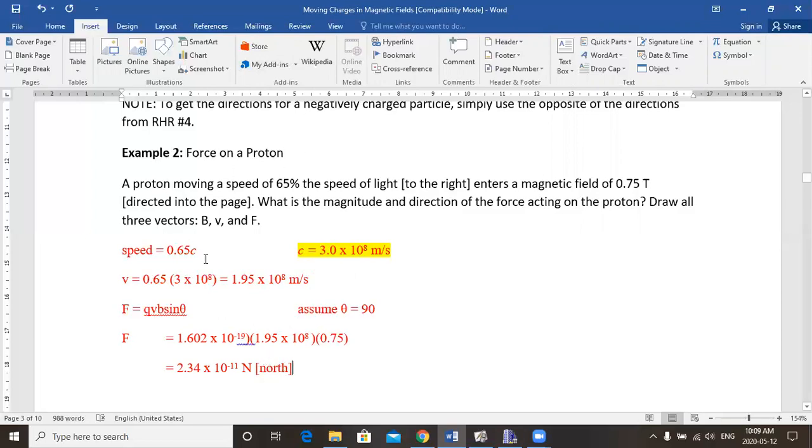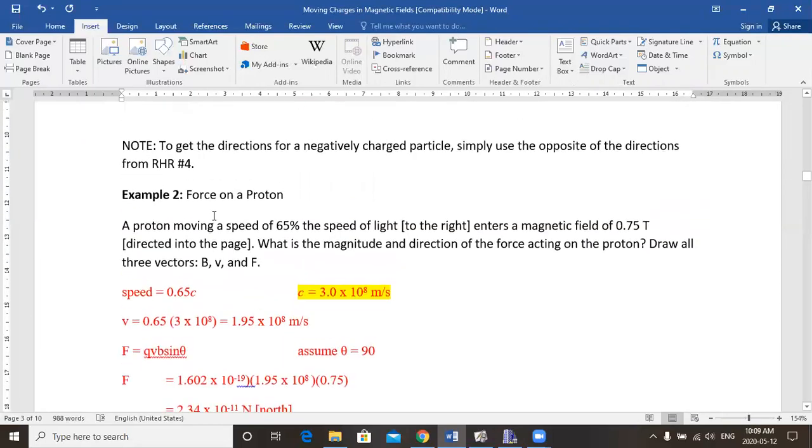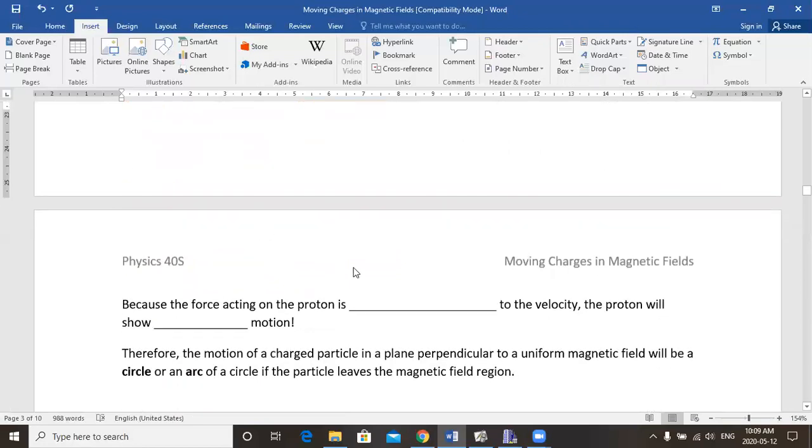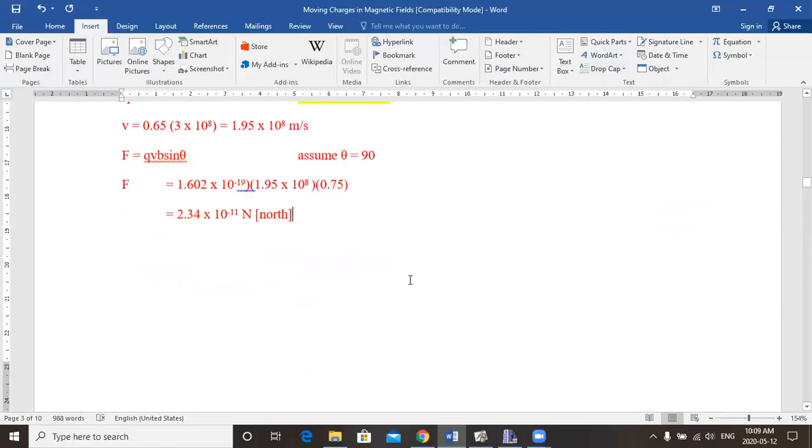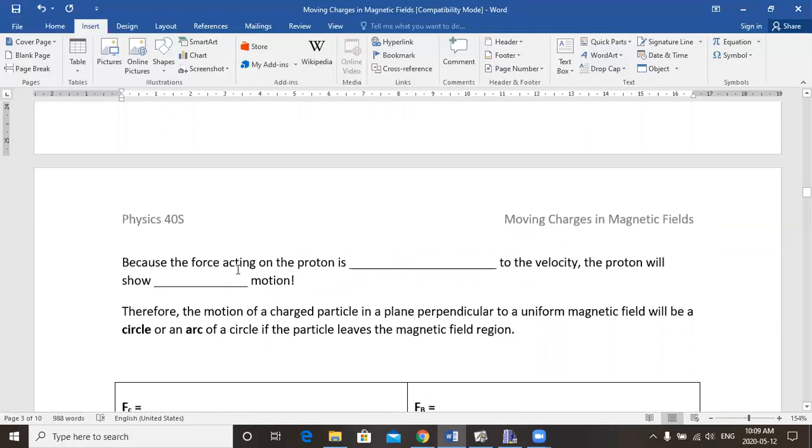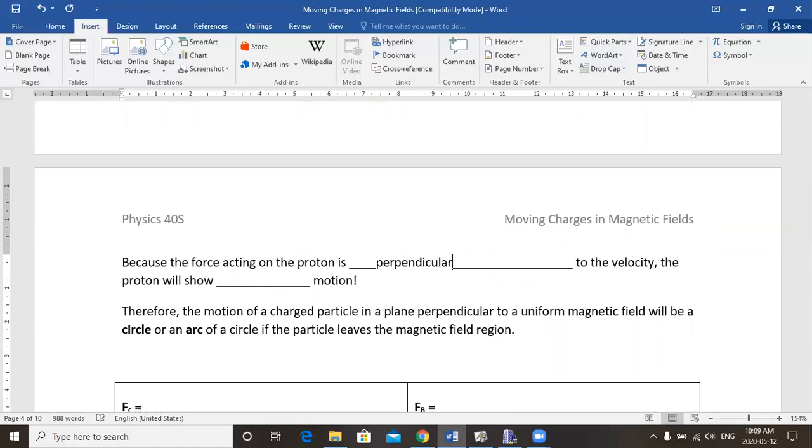So that's a very specific overview example of how to use the force QVB sine theta to solve for the magnetic force acting on a moving charge in a magnetic field. Because the force acting on the proton in this case is perpendicular to the velocity, the proton then will show circular motion.